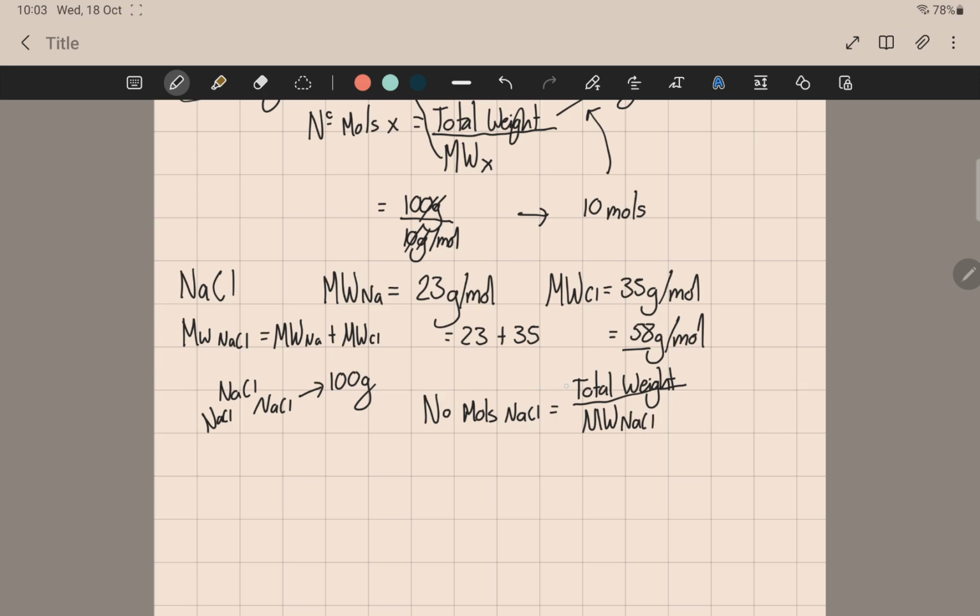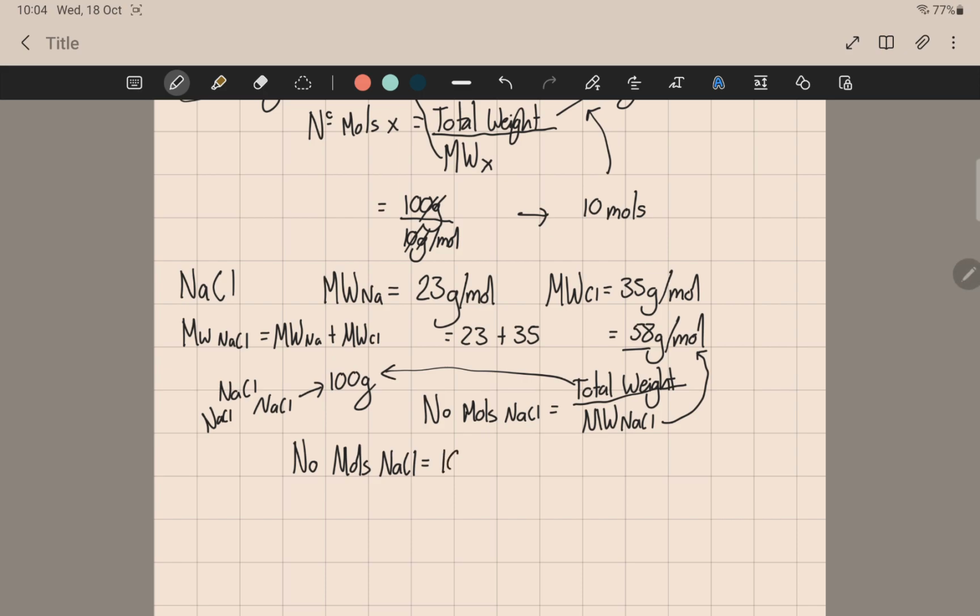All right, now our total weight is over here, it's our 100 grams, and our molecular weight we calculated here to be 58 grams per mole. All right, so I'll let you do that equation. How many moles of sodium chloride do you think we have? All right, pause the video if you need to.